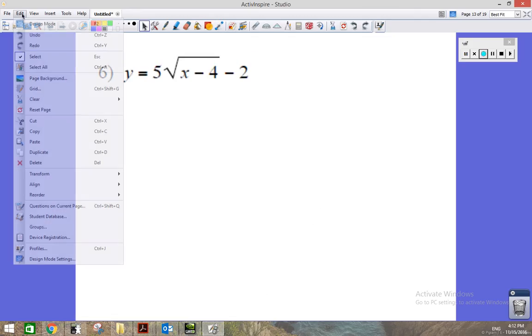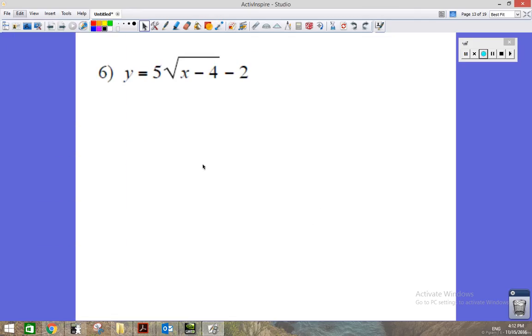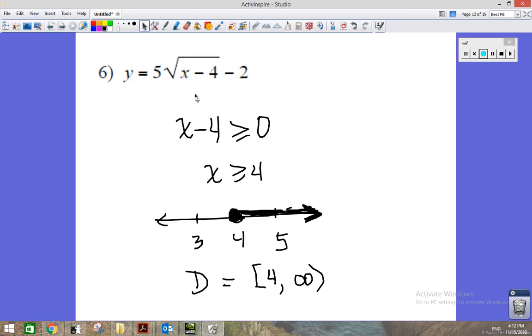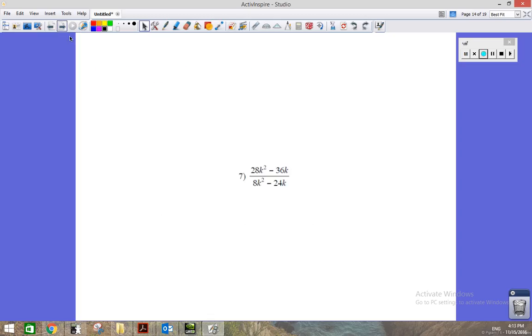All right. So it's the same work. X minus 4 has to be 0 or positive. The 5 and the negative 2 are affecting the range. Vertical stretch, down 2, up and down and vertical, that's the range. That's the y coordinates. The only thing affecting the x coordinates is this shift to the right 4 units of my parent function, the square root of x. My domain for this problem is 4 to infinity.